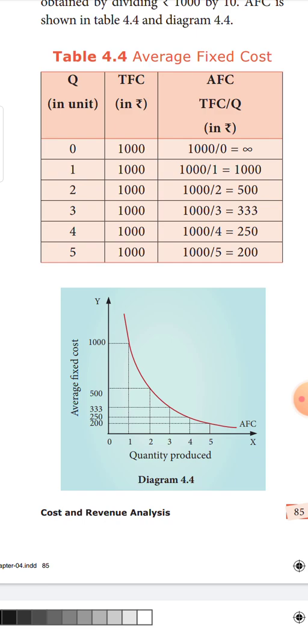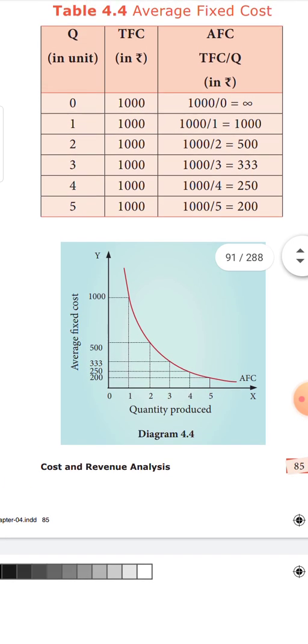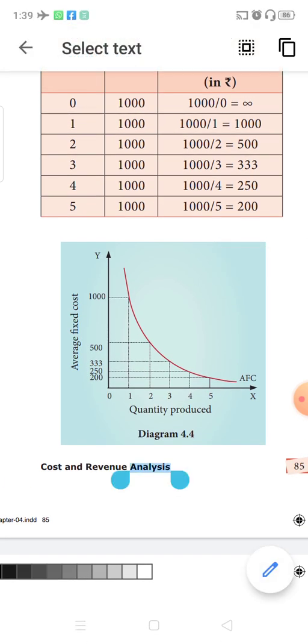So, what is happening as output is increasing? As output is increasing, the AFC is falling. When one variable is increasing, the other variable is falling. What sort of relationship? Negative relationship. Then how will the curve be? It will be a downward sloping curve only. Now with the same values, you can plot it and draw an AFC curve. When you draw it, you will get a downward sloping AFC curve.